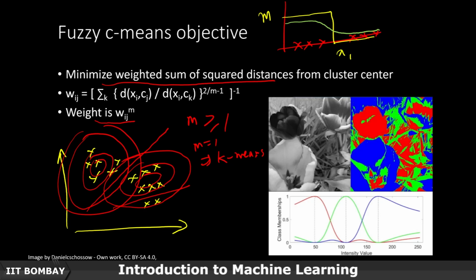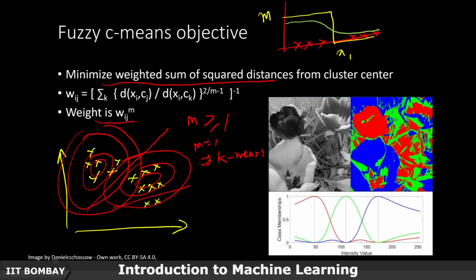So now what is that weighted membership function? A popular choice is that we take the distance of the ith point from the jth cluster center, again a centroid, and we take its ratio with that of another cluster, sum it over all clusters, and raise it to the power 2 divided by m minus 1. And this whole thing is in reciprocal, it is raised to the power minus 1.